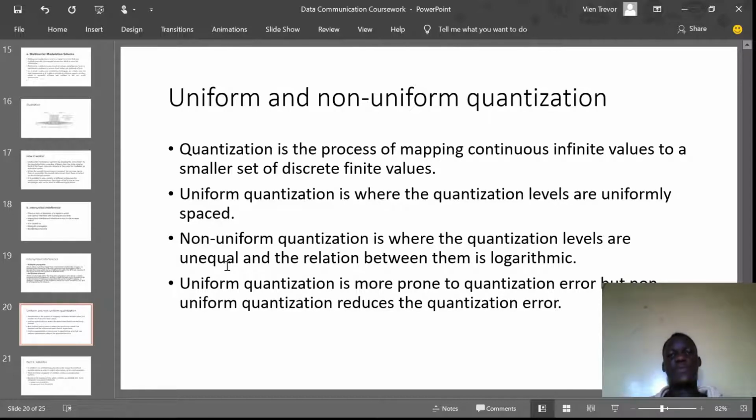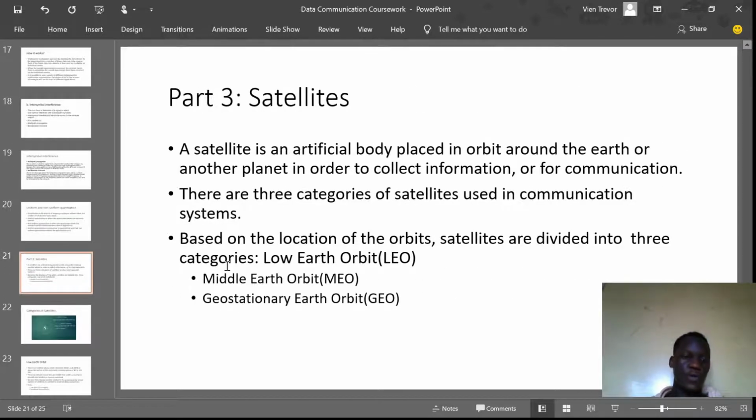Quantization is the process of mapping continuous infinite values onto a smaller set of discrete finite values. In uniform quantization, the quantization levels are uniformly spaced, while in non-uniform quantization they are unequal and the relation between them is logarithmic. Uniform quantization is more prone to quantization errors, but non-uniform quantization reduces the quantization error or is more stable compared to the uniform quantization. We go to part 3 where we talk about satellites.